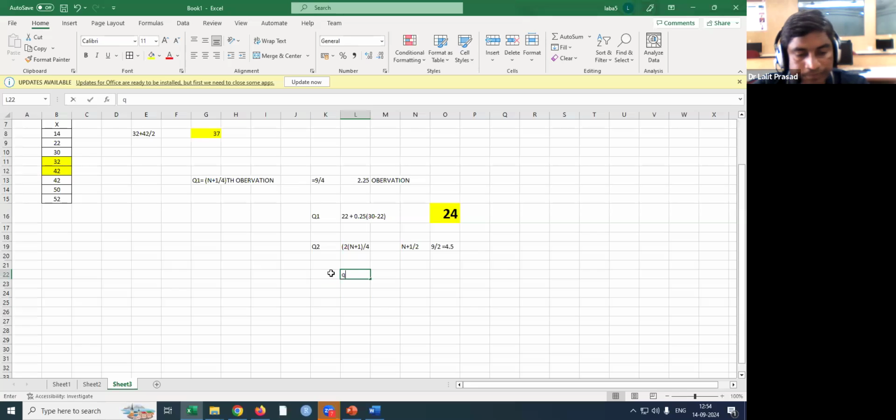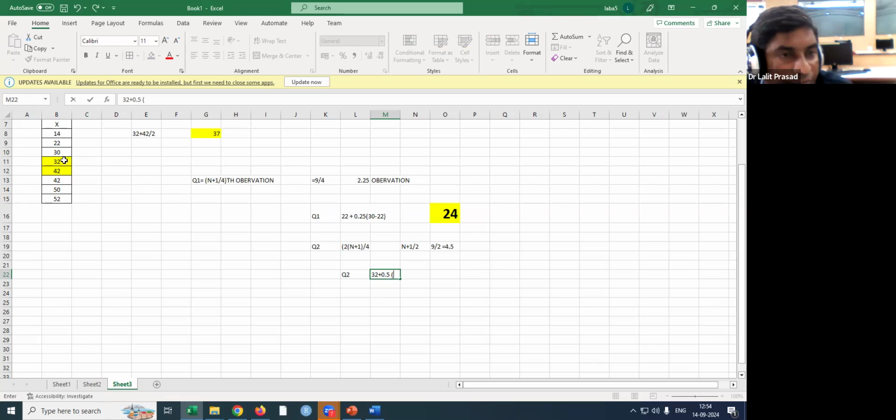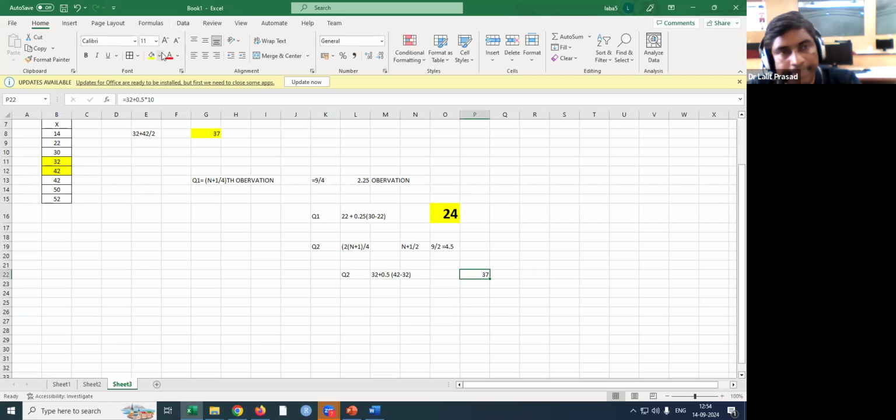Q2 is equal to 32 plus 0.5. What is the difference? The value is between the 4th and 5th observation. So the 4th is 32, the 5th is 42. So that is 42 minus 32, this is the value, so 10. So it will come 32 plus 0.5 into 10. What is the value we are getting? 37. Because Q2 coincides with the median.